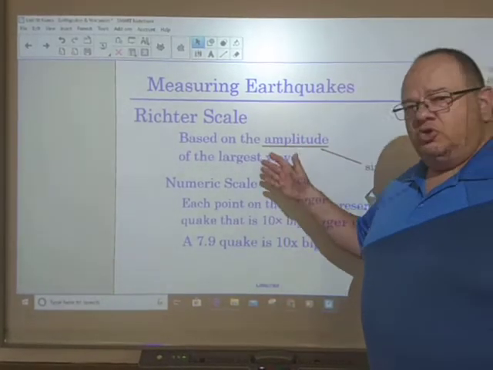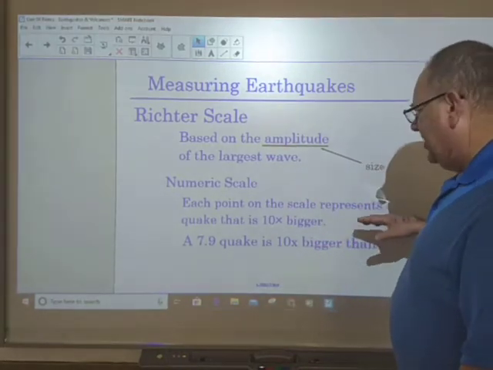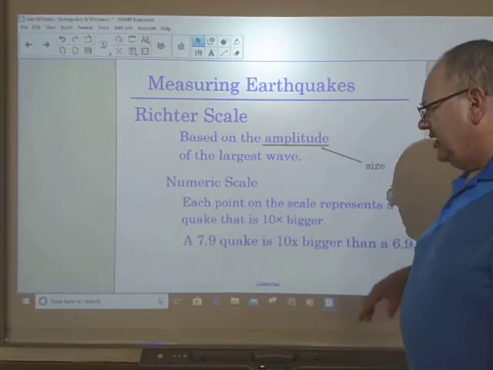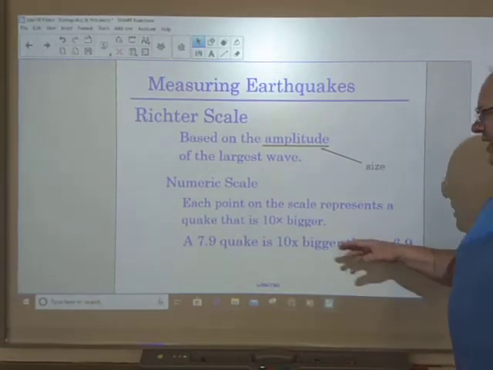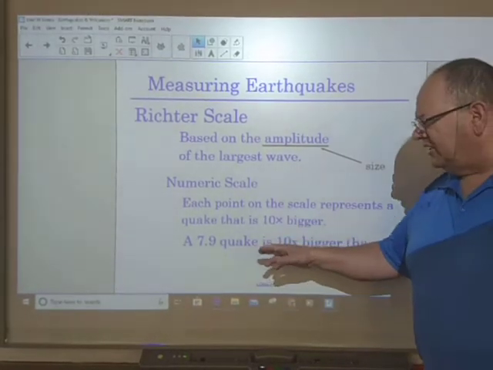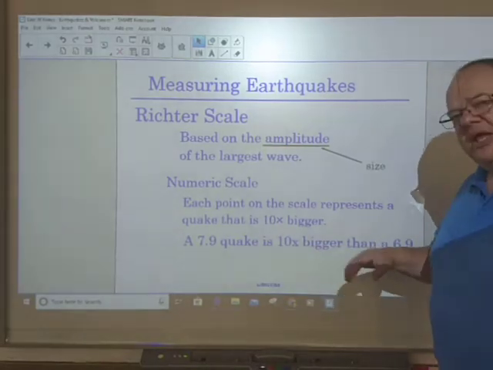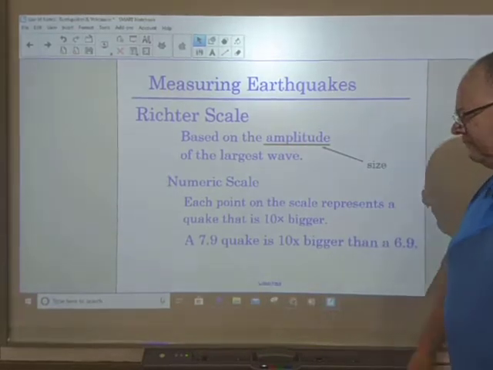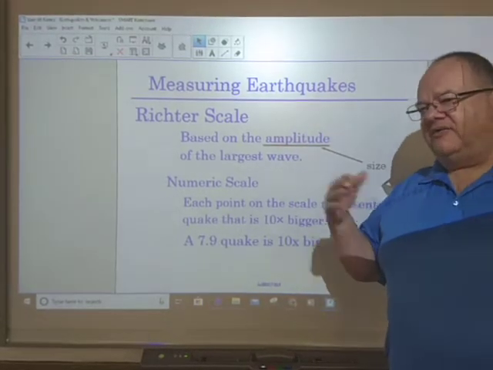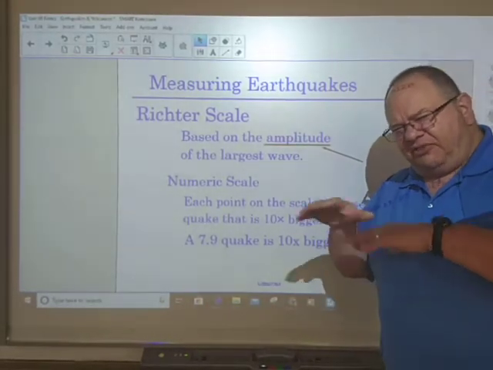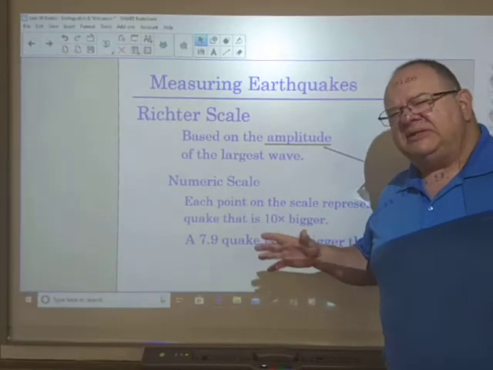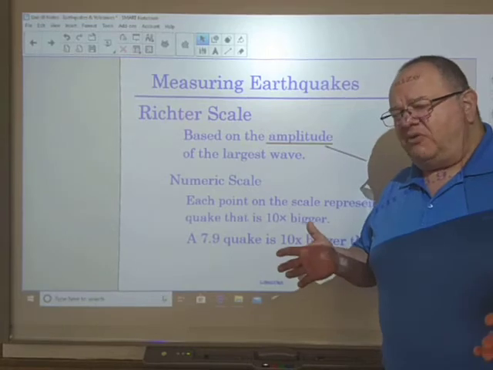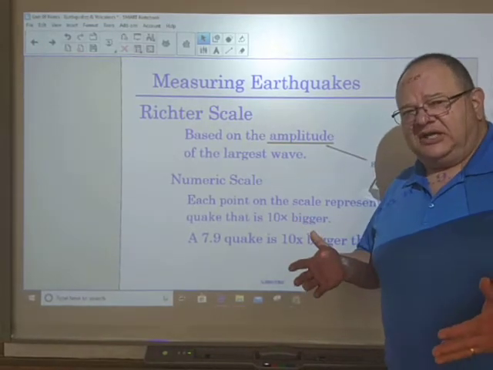The Richter scale is a numeric scale, and each point on the scale represents a quake that's 10 times bigger. Okay? So if we have a 7.9 earthquake and a 6.9 earthquake, the 7.9 is 10 times bigger. So earthquakes of Richter scale 3 and 4 happen all the time. And they do little damage, and quite often, nobody even notices that they happen.